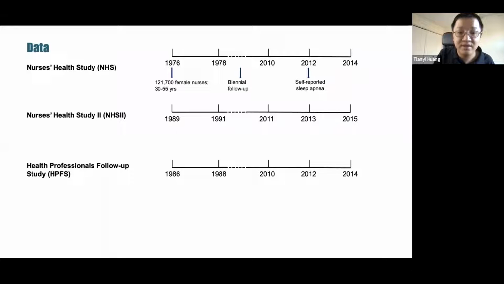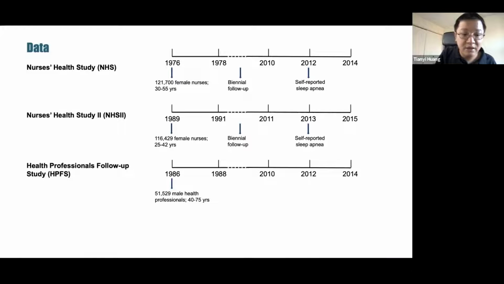Similarly, Nurses Health Study 2 is a sister study of the Nurses Health Study. It started in 1989 among a younger generation of nurses, and it had a similar study design, which included biannual follow-up using questionnaires. We also asked people to report whether they have clinically diagnosed sleep apnea on the follow-up questionnaires. These 2 cohorts are all female cohorts. To complement the two cohorts, we also have an all-male cohort, the Health Professionals Follow-up Study, which was initiated in 1986 among more than 50,000 male health professionals. This study also had a similar design, with biannual follow-up and self-reported sleep apnea data.